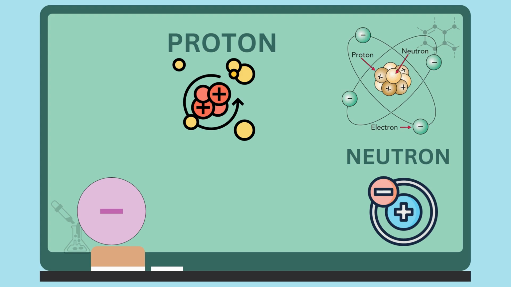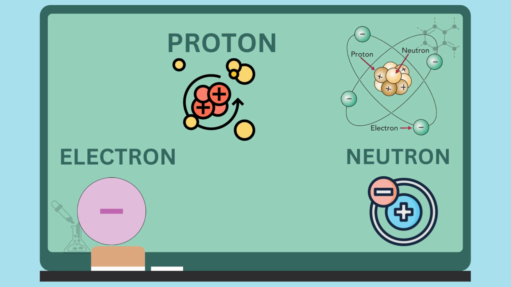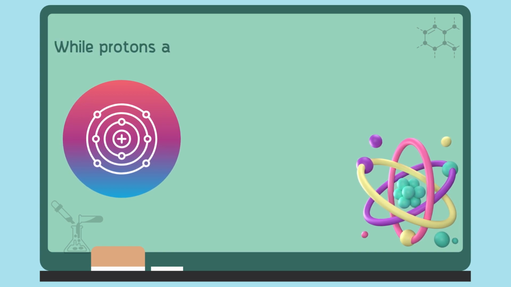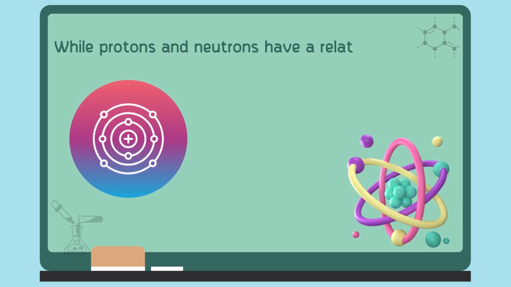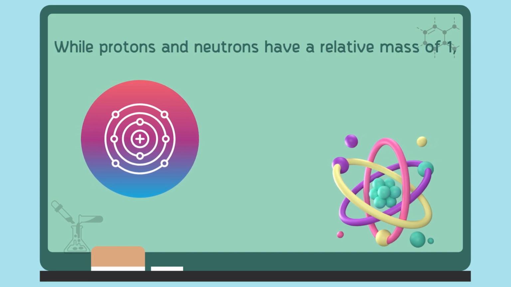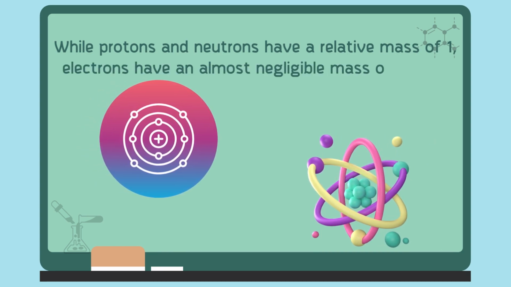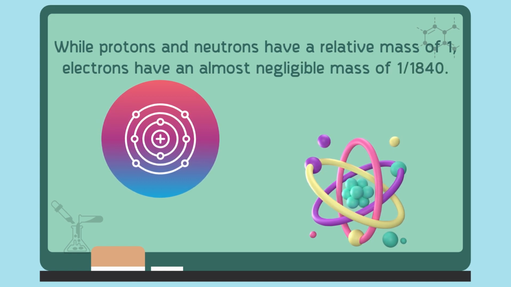The third is an electron, which rotates around the nucleus in energy shells known as orbits. Electrons are represented by the symbol E and have a relative charge of -1. While protons and neutrons have a relative mass of 1, electrons have an almost negligible mass of 1 upon 1840.